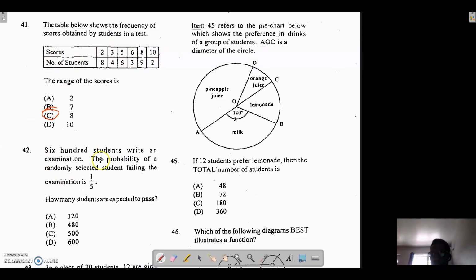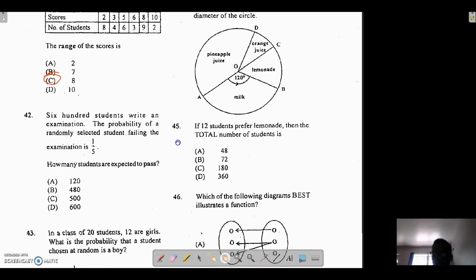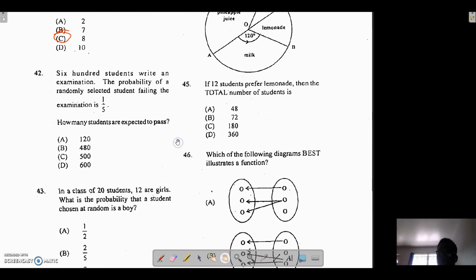42. 600 students write an examination. The probability of a student failing the exam is 1/5, which means that 1 in every 5 students is expected to fail the exam. How many students are expected to pass? Now, if 1 in every 5 is expected to fail, we'll expect that 4 in every 5 would pass. So to get the number of persons who would pass, it would be 4 out of 5 times the 600.